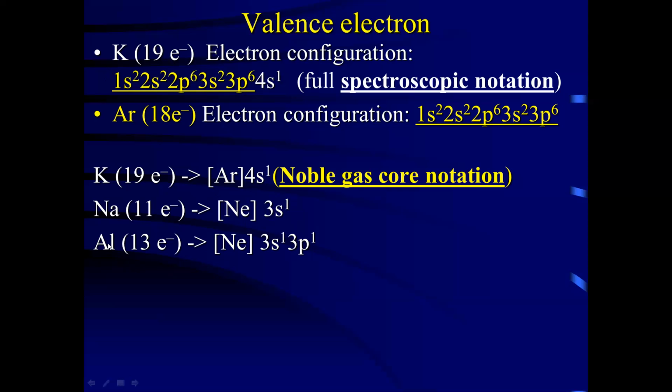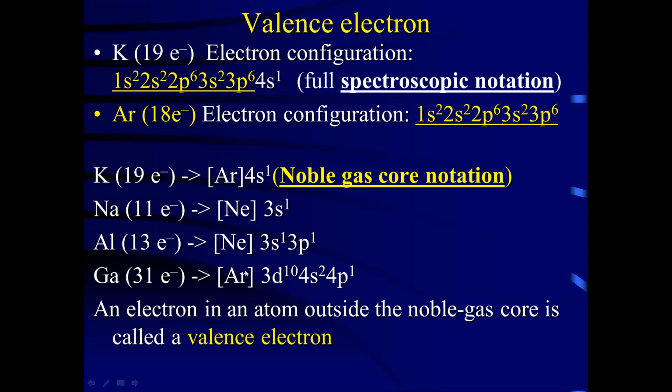Similarly for others, like aluminum, we can always write down the first 10 replaced by this one. So these are all called noble gas core notation. The reason we call it noble gas is because all these writings use the noble gas electron configuration to replace the inner part to save space, and some extra part we just leave outside of this bracket.